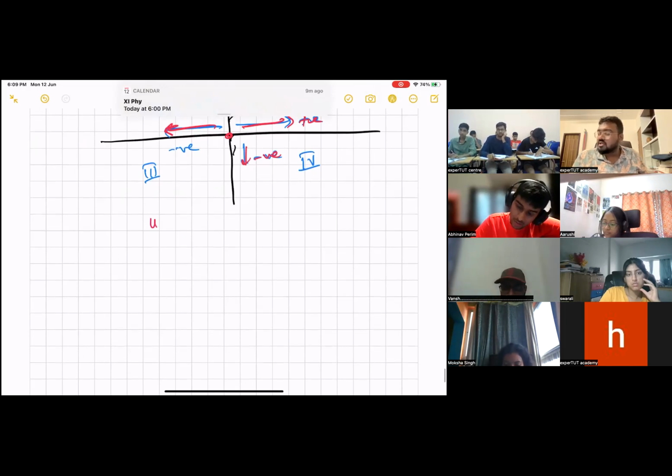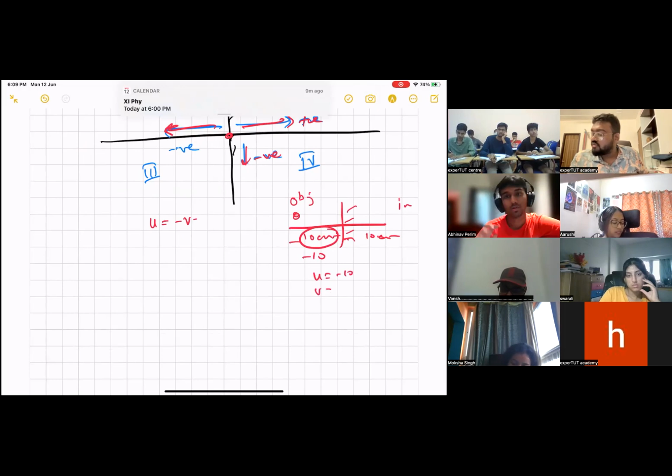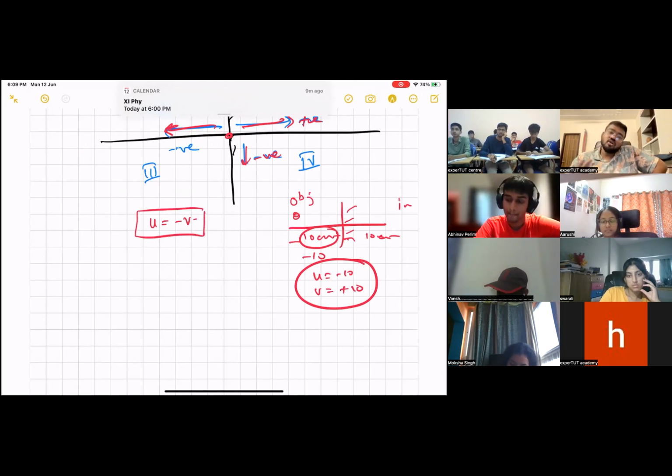Now in plane mirrors, U is equal to minus V. You understand why? Because in a plane mirror, if you keep the object here, the image is here. If this distance is 10 centimeters, the image is again 10 centimeters away, but because this is measured as 10, you'll write this as minus 10. So U will be minus 10, and V will be plus 10. Does anyone have a doubt? No doubt? So the equation is U equal to minus V. Okay, everyone? Fine.